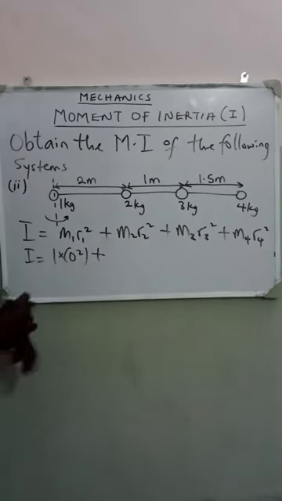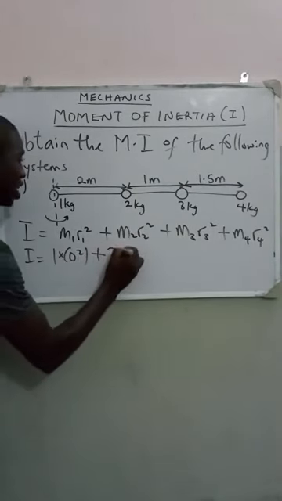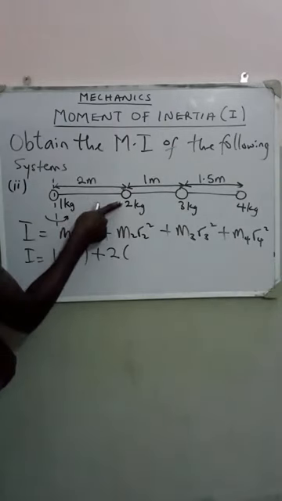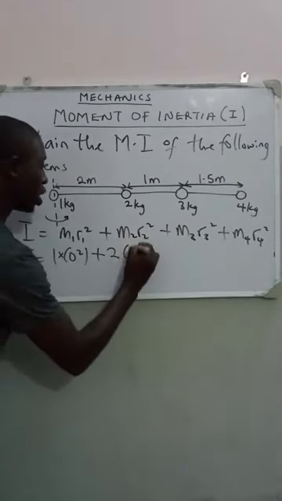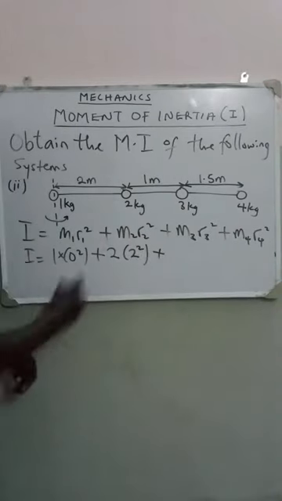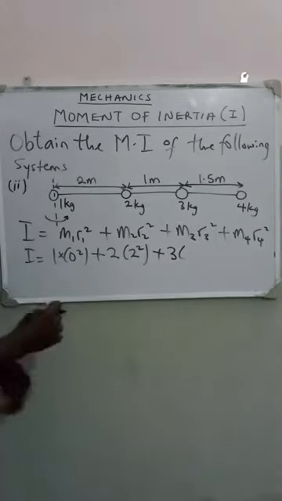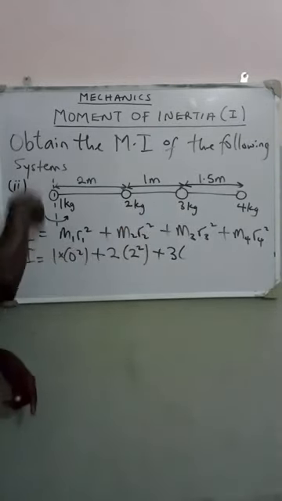Plus the second one. Our second mass is what? 2 kg. Multiplying what of its own distance from the point of rotation. Its own distance from the point of rotation is 2 meters. So we are having 2 squared. Plus the third mass, we have 3 kg. What of that third mass, its own distance from where? From the point of rotation.